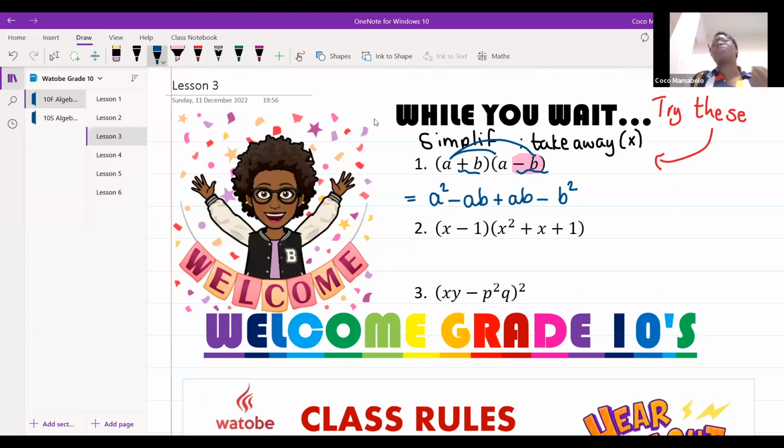And the signs are so important because this is what's going to happen next. I'm going to get negative AB plus AB. That's going to give me 0. They're going to cancel each other out. Cancel, cancel. And what I'll have left is A squared minus B squared. You see that? And this is like the reverse of that. We're going to talk about difference of 2 squares today. Okay, well done, Funzo. Remember your signs.